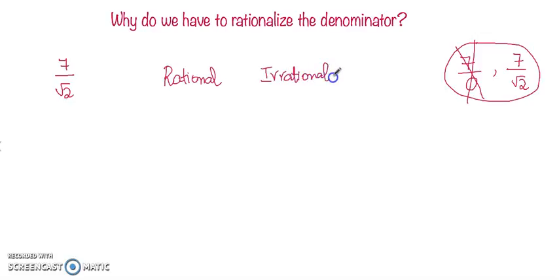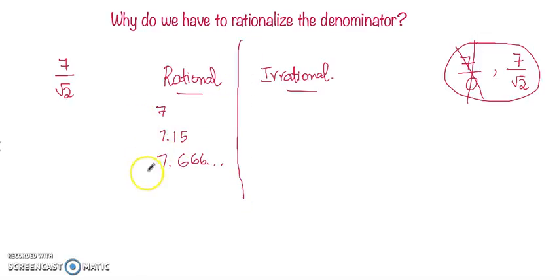Rational is a decimal like 7, that's rational, 7.15, 7.666 repeating. All these are rational numbers. These are numbers, decimals, that either end or repeat. And irrational is like the square root of 2.